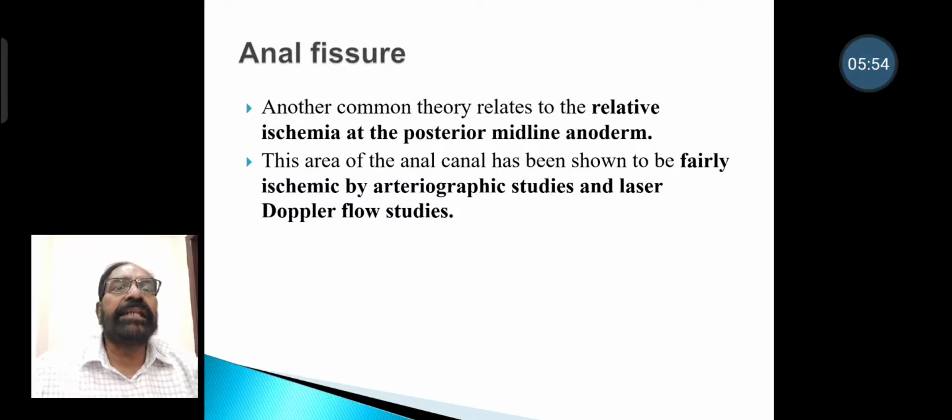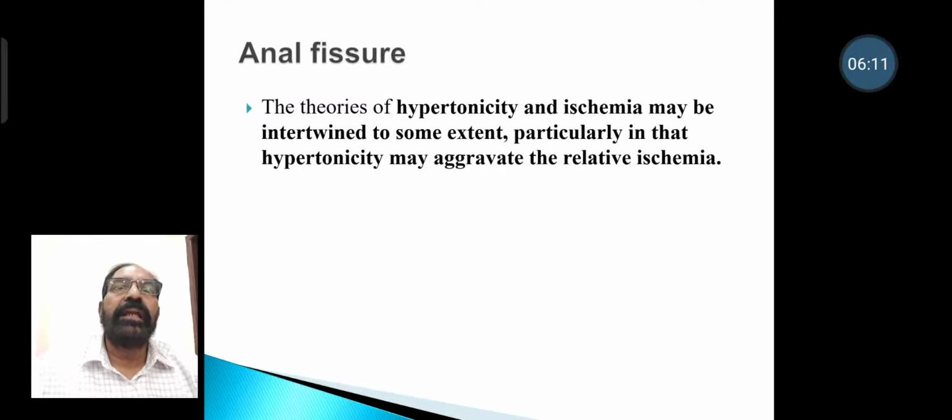Another common theory relates to the relative ischemia at the posterior midline anoderm. This area of the anal canal has been shown to be fairly ischemic by arteriographic studies and laser Doppler flow studies. The theories of hypertonicity and ischemia may be intertwined to some extent, particularly in that hypertonicity may aggravate the relative ischemia.